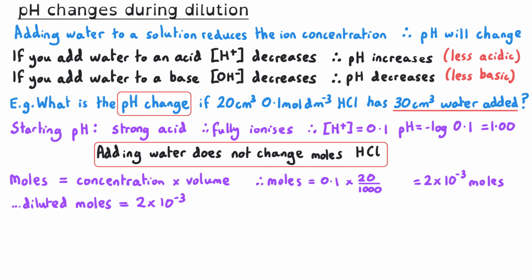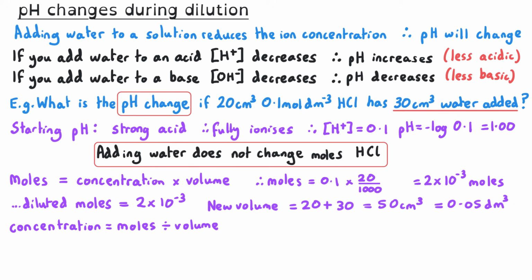It's just that these moles will be dispersed over a larger volume of solution, because the new volume has increased to 50 cm cubed since we've added 30 cm cubed of water to our initial 20 cm cubed. And more usefully, we can say that this new diluted volume is 0.05 decimeters cubed. And so then we can work out the new hydrochloric acid concentration by doing moles divided by volume. So 2 times 10 to the minus 3 divided by 0.05 gives us a new diluted concentration of 0.04 moles per decimeter cubed.